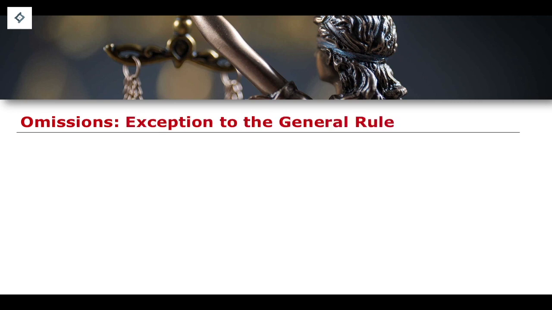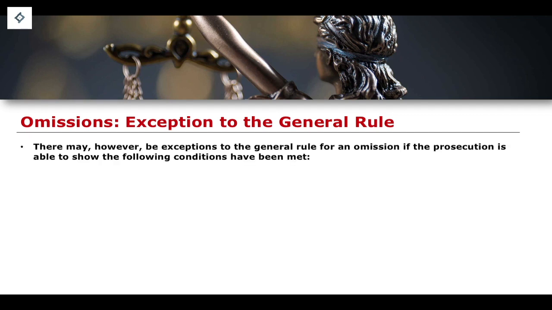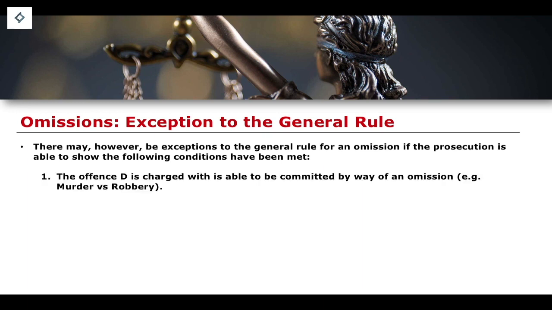However, when we look at the various exceptions to this rule, we can see where the bar is set and where the standard exists for this area of law. There are exceptions to the rule of omissions, such that a prosecution may be able to show criminal liability for a failure to act if the following conditions have been met. Firstly, it has to be shown that the offence in question can be committed by way of an omission. There are some offences that just cannot be committed through omissions. Robbery, for example, is cited here on the screen. But murder, on the other hand, could be committed by way of omission.